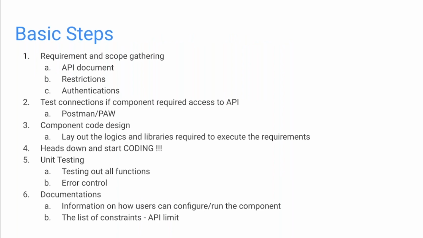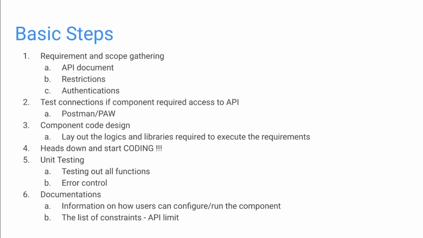Following are the basic steps in creating a component. First of all, you and your team or your seniors will have a requirement scope gathering. That might include API documents, what sort of restrictions you are going to have, and authentication on how to access the source. The second step, if I were you, I would first test out the connections if the component requires access to an API, to make sure that everything on your backend works. Examples of applications you can use are Postman or Paw.